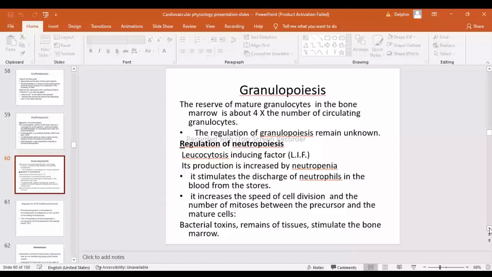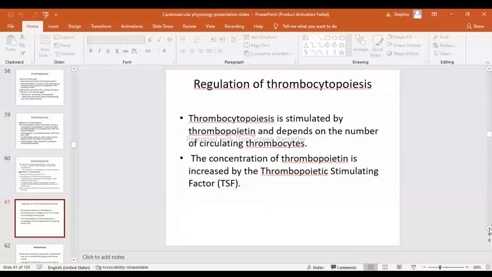Bacterial toxins and remains of tissues stimulate the bone marrow. For thrombocytopoiesis, it is stimulated by thrombopoietin and depends on the number of circulating thrombocytes. The concentration of thrombopoietin is increased by thrombopoietic stimulating factor.